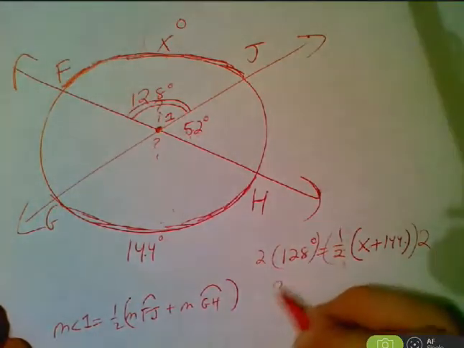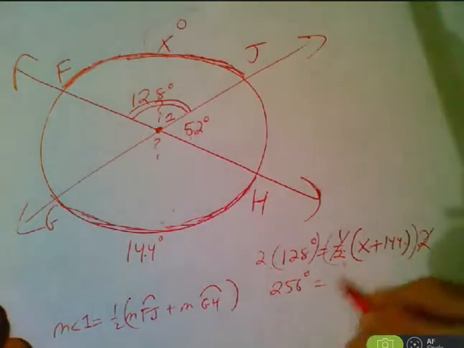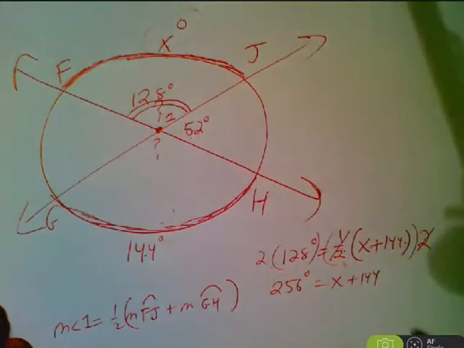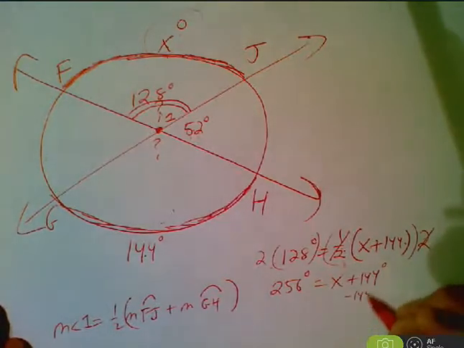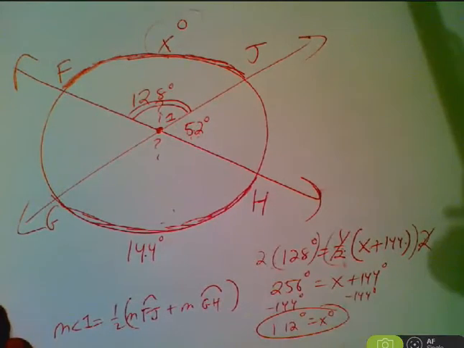If we double both sides, then we get 256 over here, and 2 times 1/2 is just 1. So that takes care of that. And now we could subtract 144 from both sides. And what do we get? 112 equals x. And there you go.